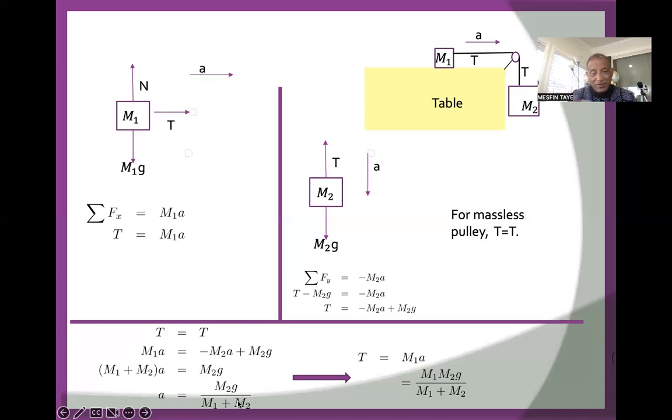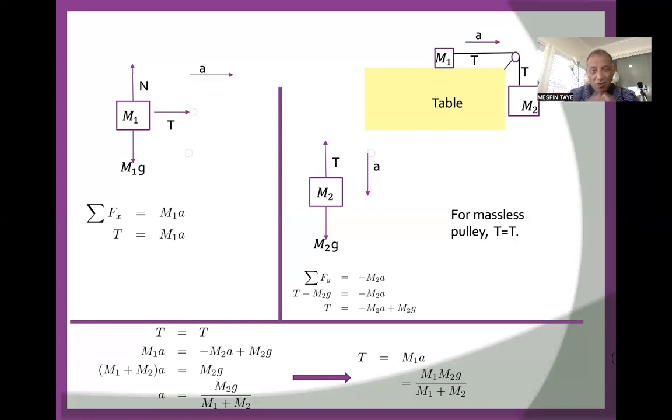What about tension? Once you find the acceleration, you can substitute here or here. You'll get the same answer. I choose this. So tension is m1a. So m1, but the acceleration is m2g over m1 plus m2. Just plug it in. So tension is going to be m1 times m2 times g over m1 plus m2. So that's going to be the tension. Okay.